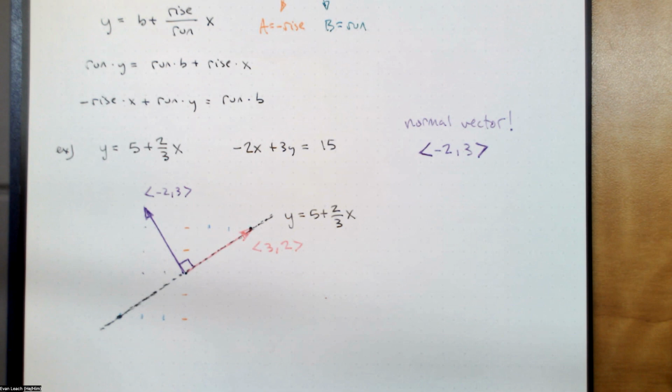Our line is y = 5 + 2/3 x. When we rewrite that in standard form, I get -2, 3 for the coefficients. Those are the components of a normal vector. This is exactly the same thing we did yesterday, what some of you did yesterday when you rewrote the equation in standard form. Any questions?